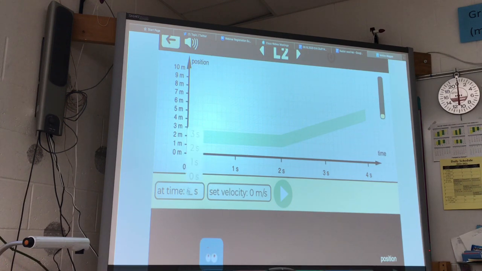So at time, this is a drag box, at 2 seconds, we want to set our velocity to whatever the slope of this section is. So you have to go through and calculate. It starts at 2 and it ends at 6, so it goes up 4 over 2. So it's going to have a positive velocity. At 2 seconds, you're going to set the velocity to 2. Come on. Wahoo. Okay. Yay. Thank you.